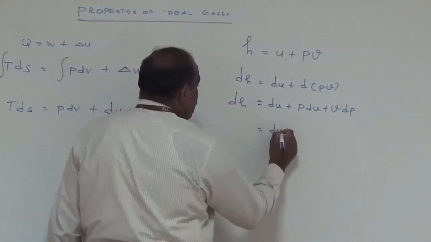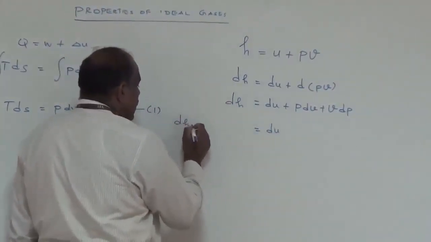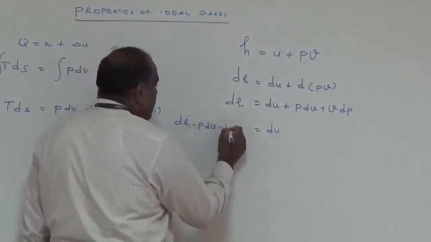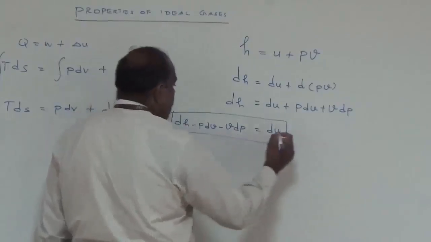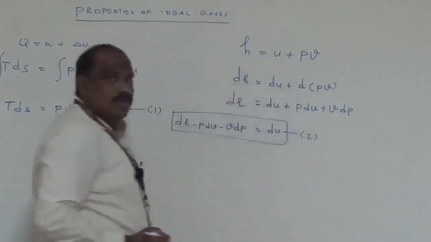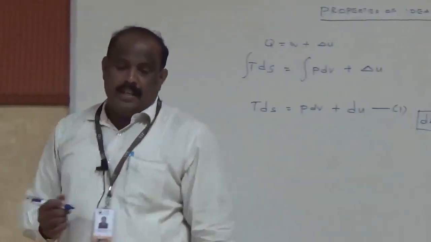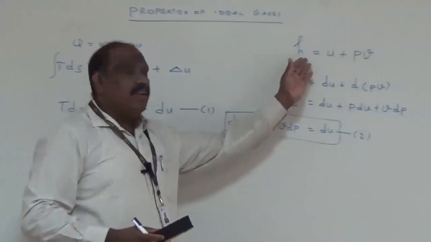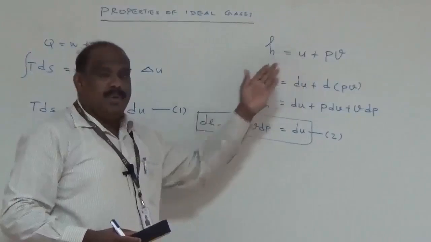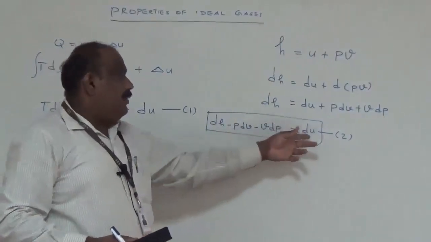Now from this, what is du? du will be equal to dH minus PdV minus VdP. We have this as equation number 2. So from the first law of thermodynamics, I ended with TdS equal to PdV plus du. As well as from the definition of enthalpy, I know H equal to U plus PV. I have ended up with the value of du.